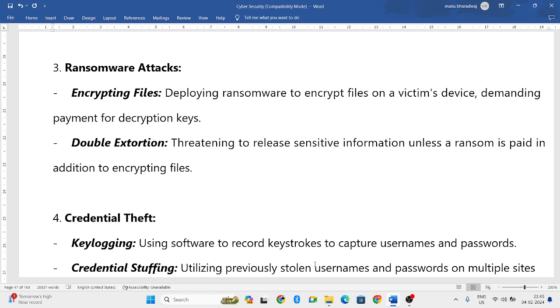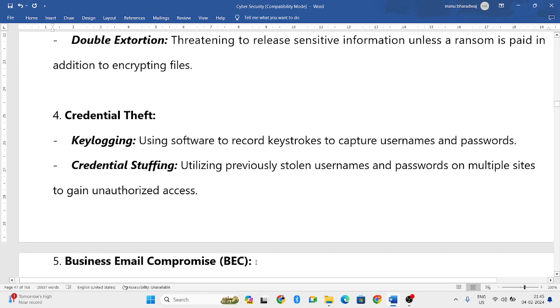Next is double extortion. Double extortion means that even after encrypting the files, they will again threaten you. They will scare you by telling you that they will reveal your data, your sensitive information, to others. Unless and until you pay the ransom amount to them, they will keep threatening. That is double extortion.